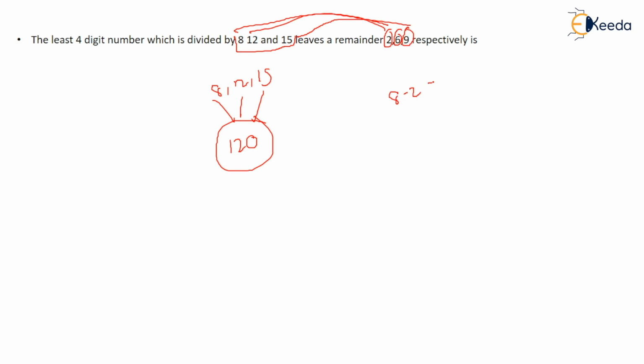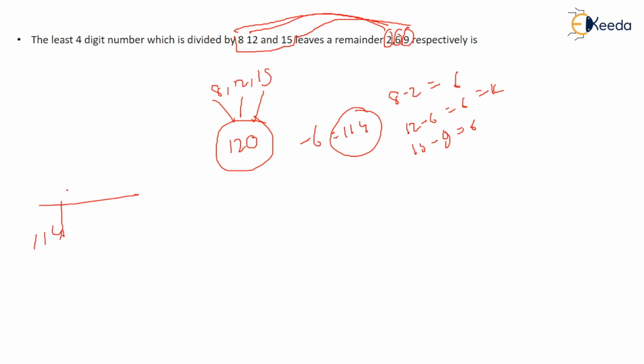Means 8 minus 2 is equal to 6. 12 minus 6 equal to 6. So the K value will be 6, and similarly 15 minus 9 equal to 6. You will subtract 6 from it, which means 114. So 114 is the number which you divide by. The least 4-digit number is 1000. After you divide it, the last number that comes is 112. So 88 is remaining as remainder.